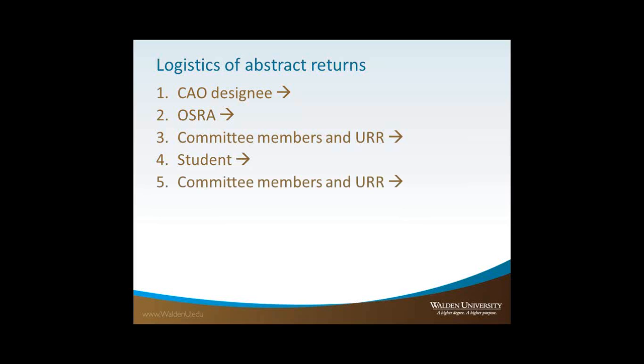Then it goes back to the committee members and URR, then back to our Office for Student Research and Administration, and then back to me. So, I put this slide together only to show you that this is a pretty streamlined process. OSRA is really wonderful. They're very fast at what they do. But it's a lot of cooks in the kitchen here.